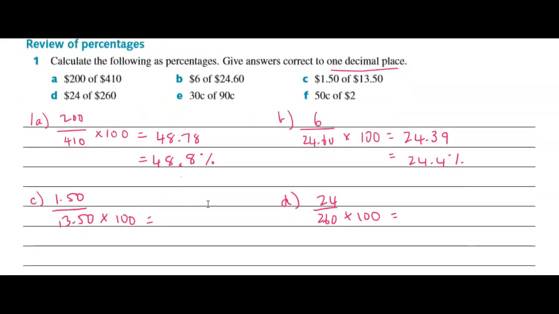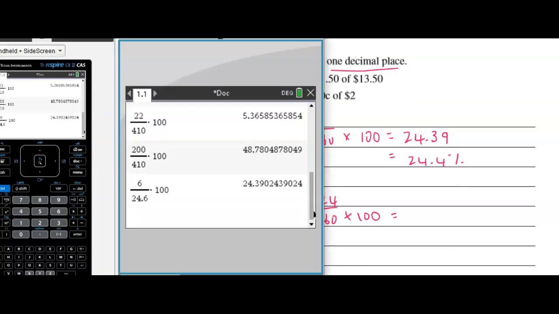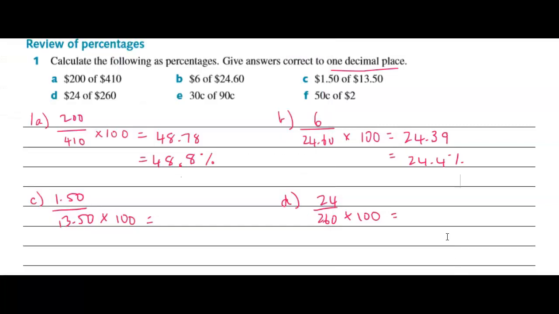Okay, so the next one, we've got $1.50 over $13.50 multiplied by 100. Oh my gosh, why am I making so many errors today? Sorry, that should be a 13.50. Okay, so 11.1%. You can write it to 2 decimal places, but no rounding really required there.